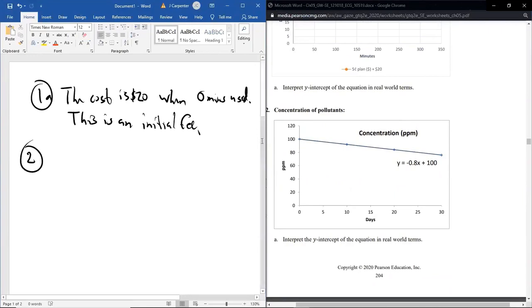For the concentration of pollutants, so we said there was an initial spill, and then over some days, that spill gets weaker and weaker because it's diffusing, dispersing, whatever D word you want to use. And that rate of diffusion or dispersion was 0.8 parts per million per day. And that was the loss because it's a negative. But we're not asked to interpret the slope here. We're asked to interpret the initial value, which is the y-intercept, which is 100. So that says that the pollution is 100 parts per million on day 0. In other words, this is the initial spill.